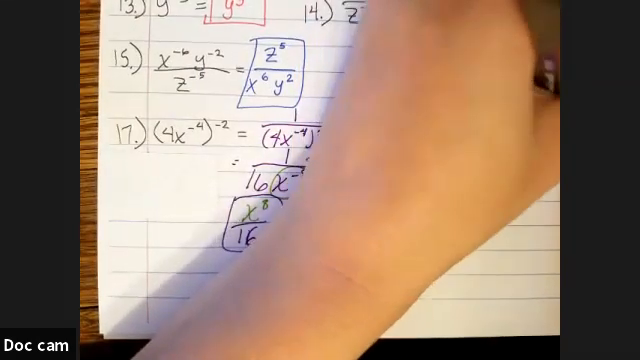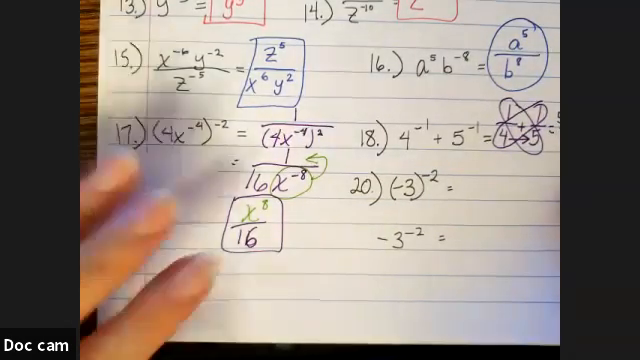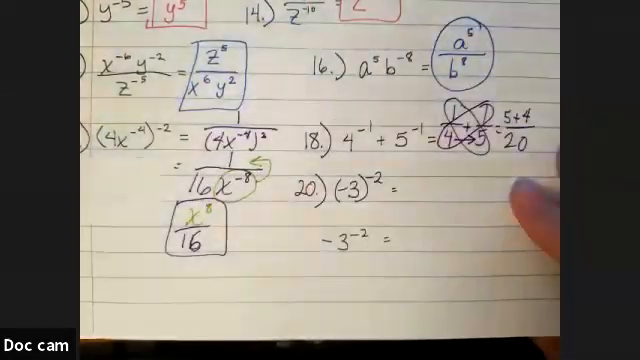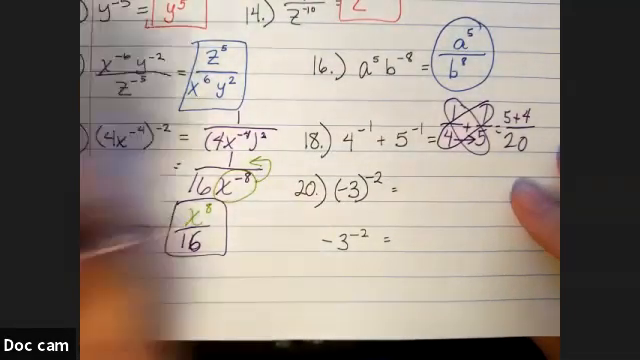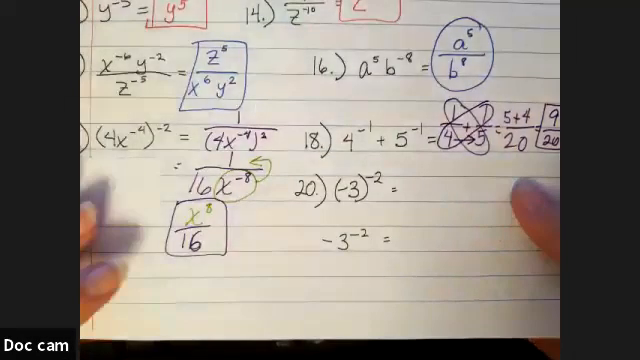So 1 times 5 is 5. 1 times 4 is 4. So 5 plus 4 on the numerator. And then multiply straight across the bottom. 4 times 5 is 20. So then 5 plus 4 is 9. So 9 over 20 is the answer for that one.